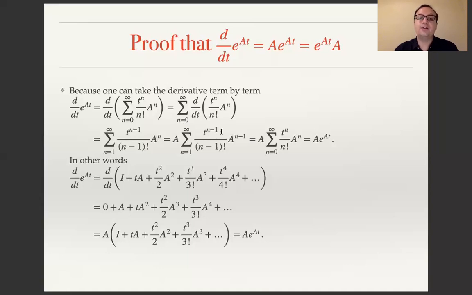Well, now everything here in this sum is in terms of n minus 1. So let's call n minus 1 our new summation index. So instead of using n minus 1, we replace n minus 1 by n. So then we have the sum of t to the n over n factorial times A to the n. And if n goes from 1 to infinity, then n minus 1 goes from 0 to infinity, because n minus 1 is 1 lower than n.